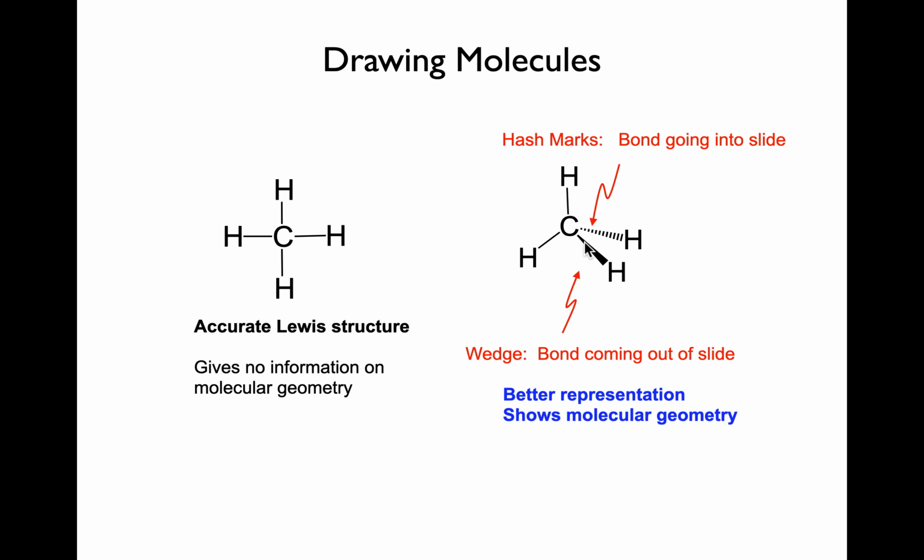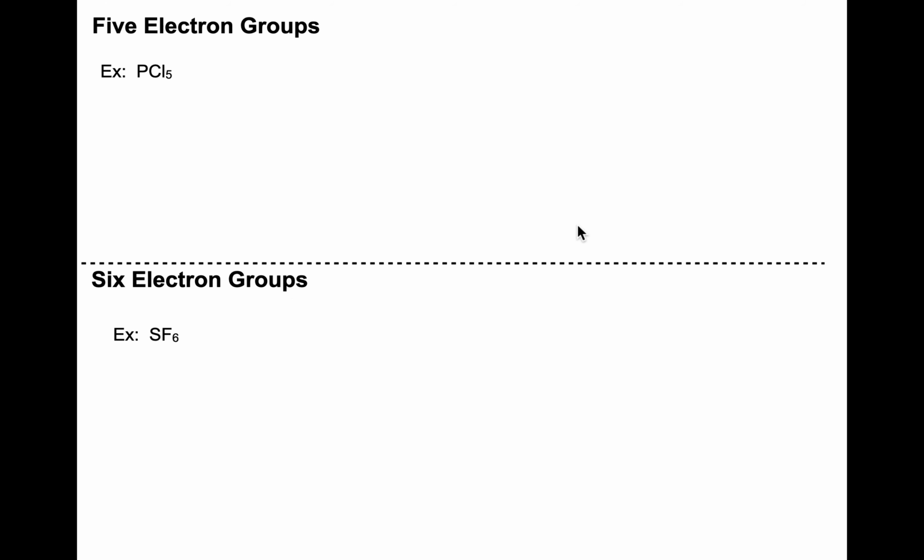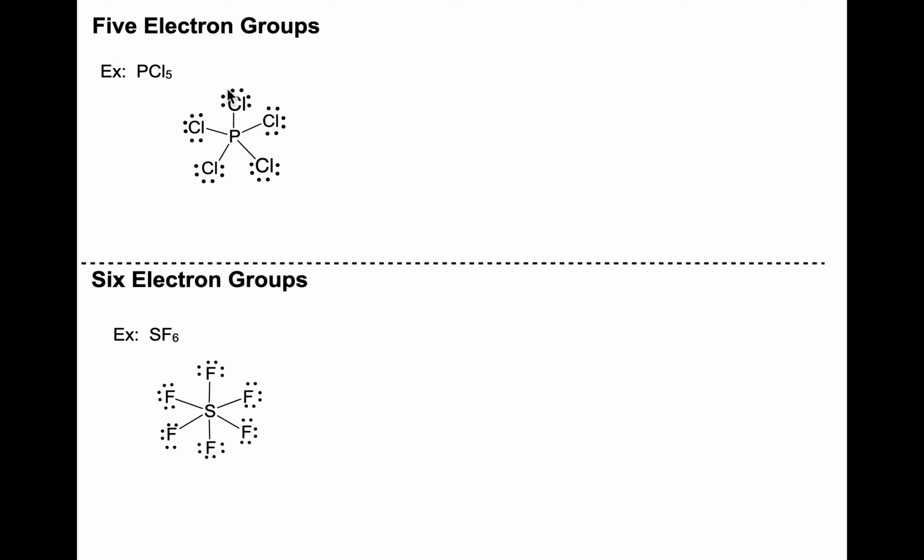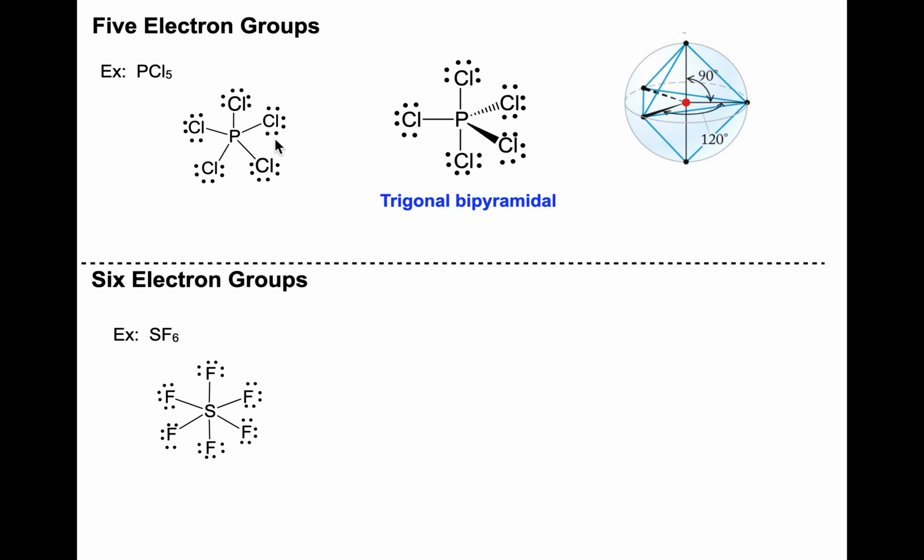And that's what we're explaining here. So the wedge is coming out, the hash is going in. When we can, we will try and represent molecules in their 3-dimensional structure by using this wedge and hash nomenclature. So we have 5 electron groups and 6 electron groups. Our 5 electron group geometries, which we can see just on a correct Lewis structure, are shown here, but now we know we can better draw them with wedges and hashes.